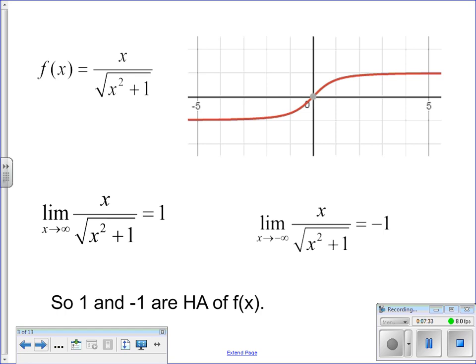My numerator is negative because I'm going towards negative infinity. I'm putting in negative values. That's why it goes towards negative 1. You can tell by the graph. You can also tell algebraically.